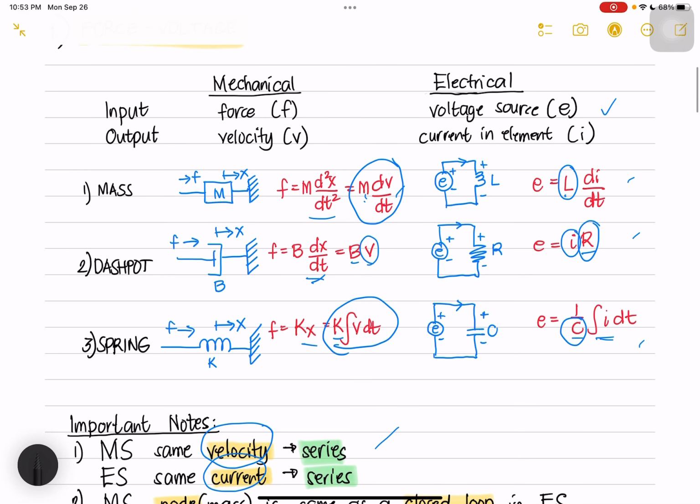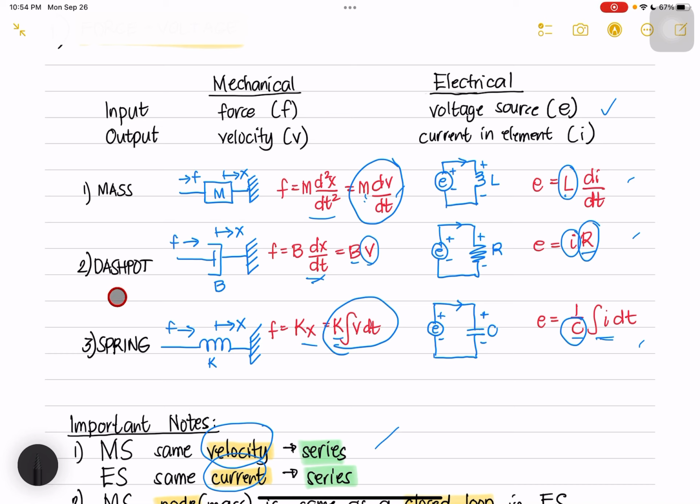Next, sa electrical system naman, since we said that we will have voltage source as the input, ang representation niyan is an inductor. Okay? So ang mass equal to inductor. It's because the formula would be e is equal to L di over dt. So pareho silang first order.